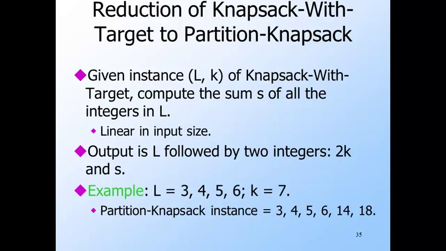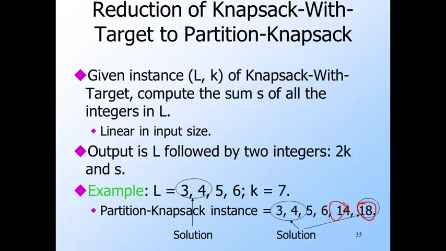Here's an example of a knapsack with target instance, the list L consisting of the integers 3, 4, 5, and 6, and a target of 7. The resulting instance of partition knapsack has the same integers, then 2K, which is 14 in this case, and finally the sum S of 3 plus 4 plus 5 plus 6, which is 18. This instance of knapsack with target has a solution. We can select the integers 3 and 4 from L. Their sum is the target 7.